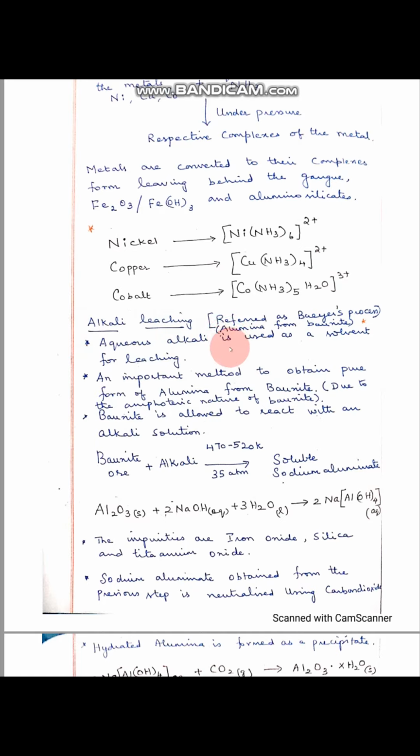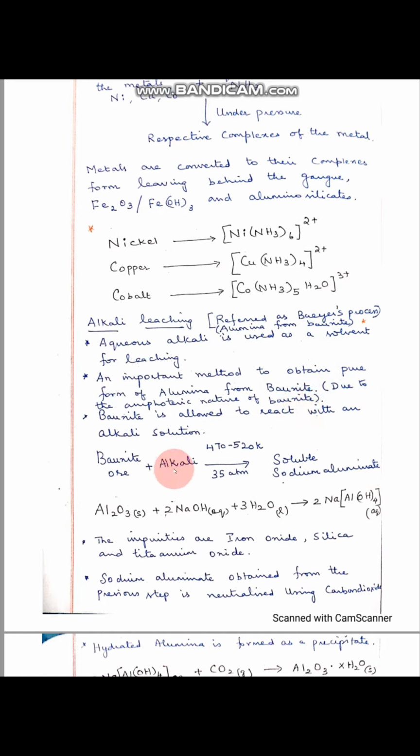The main and important process related to alkali leaching is obtaining alumina from bauxite, and that process is referred to as Bayer's process. The reason we extract alumina from bauxite using this leaching process is that we make use of the amphoteric nature of bauxite.